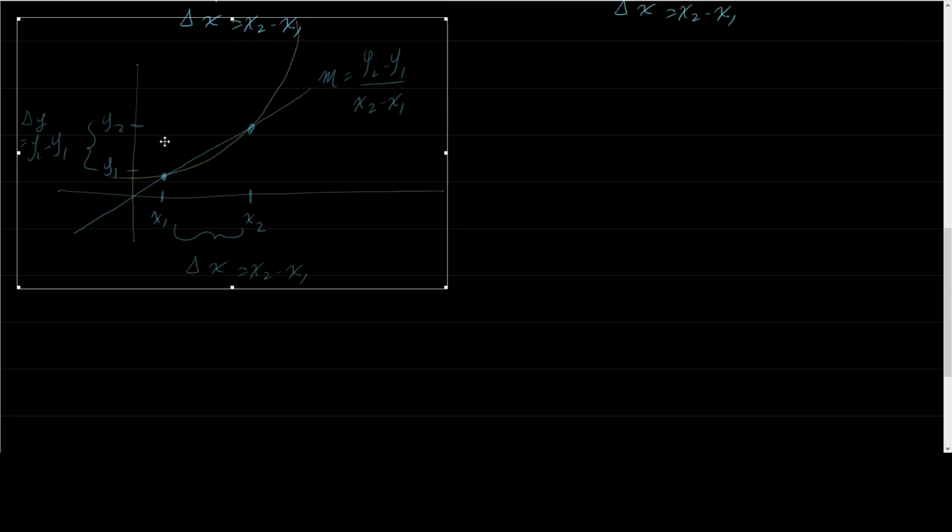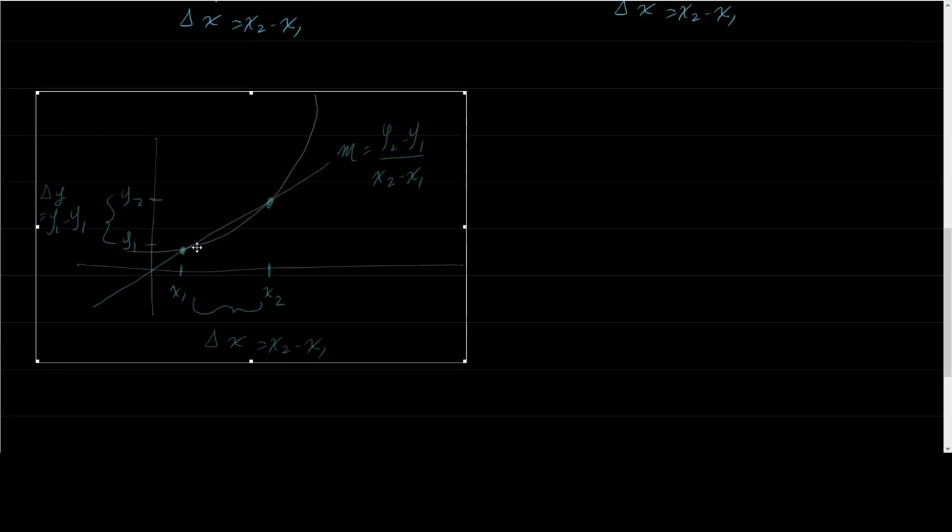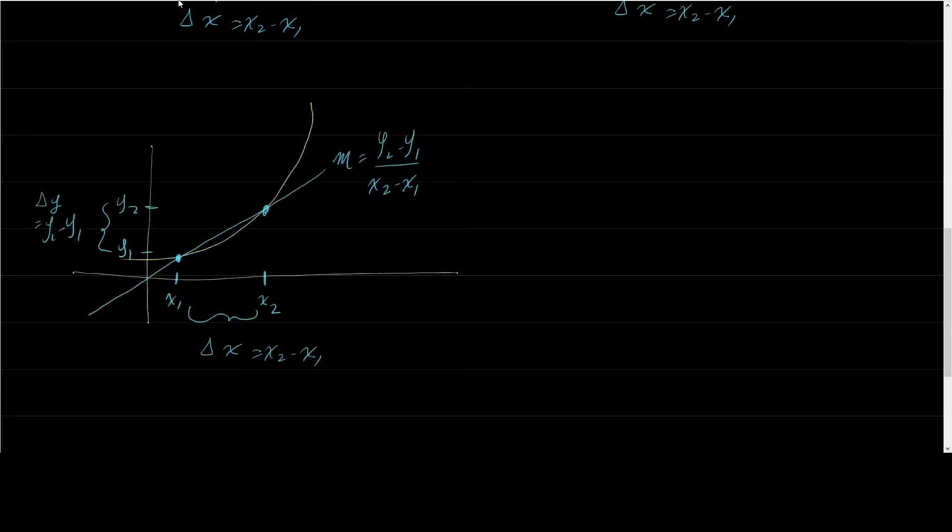And now, let's say that instead of x sub 2 being all the way out here, it is even closer, like right there. There's our x sub 2, right? And a whole bunch of stuff here is going to change.